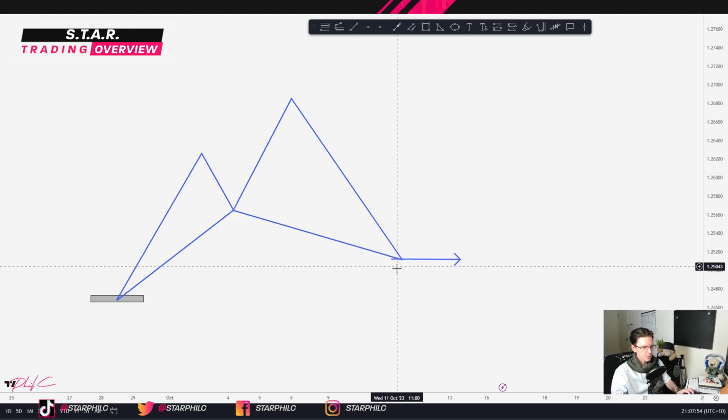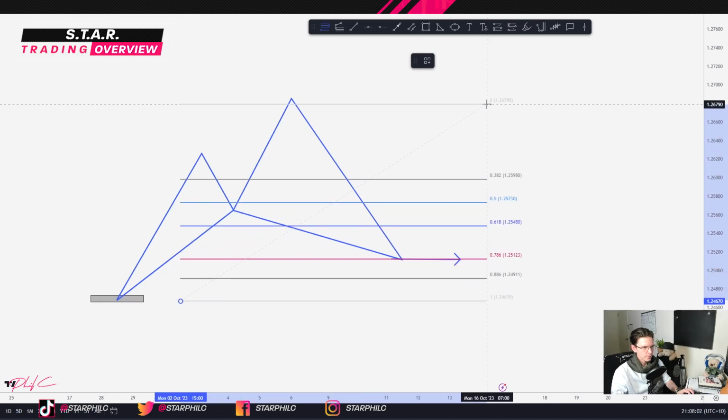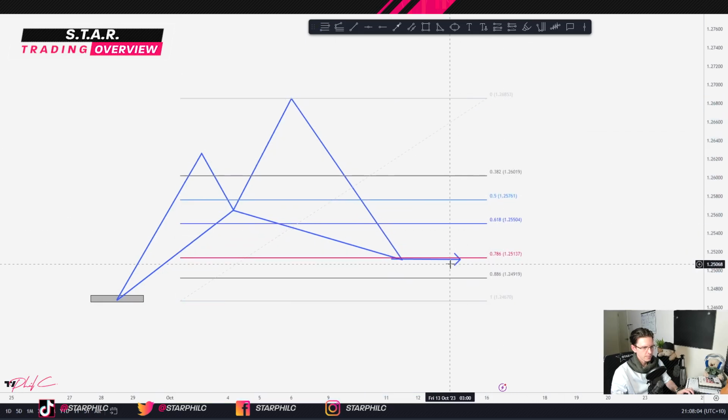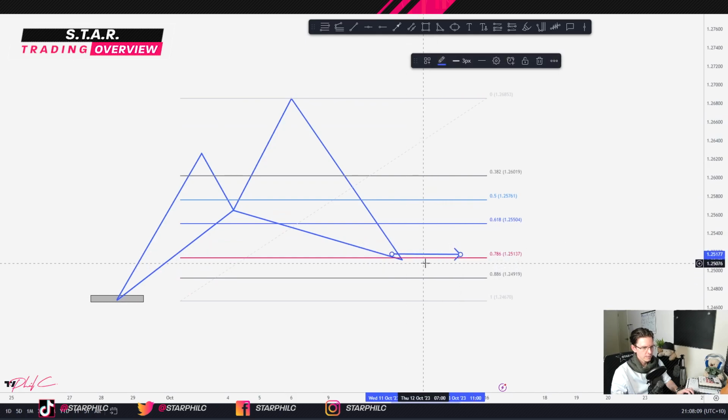That's where our D point is. So this is where entries will go, okay? At the 786 Fibonacci retracement. I should draw it back in for you, like this. So entries right here at the 786, okay?